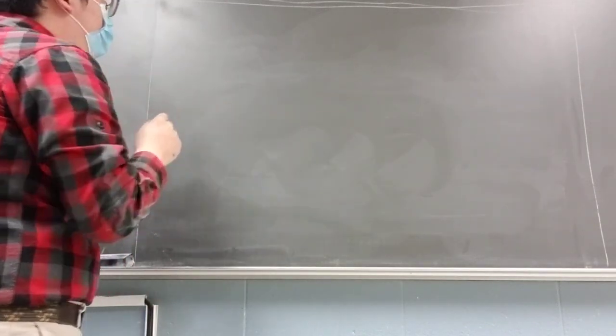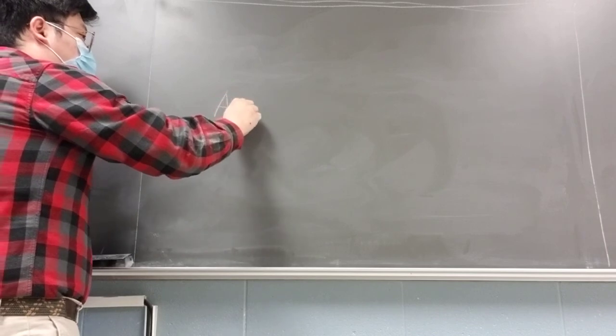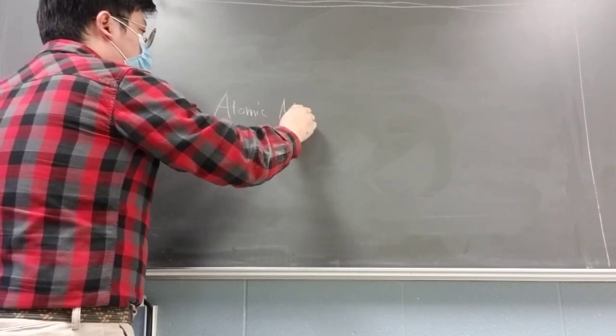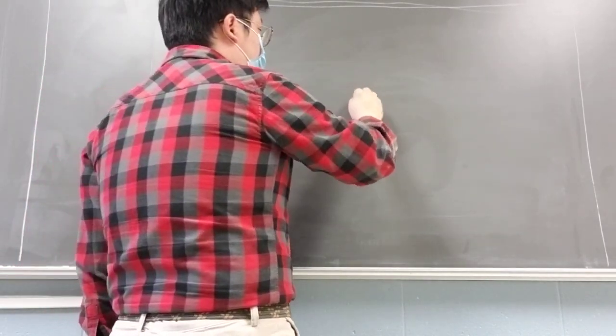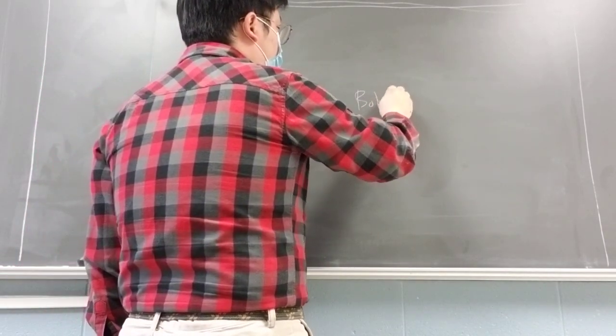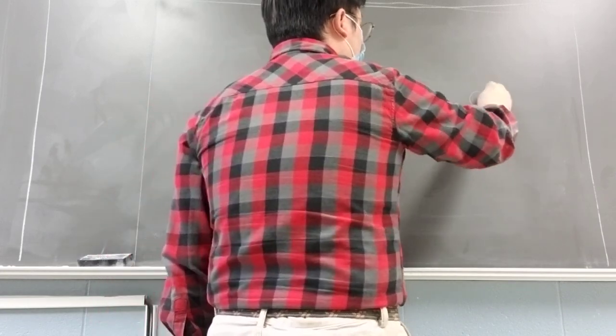So the next one is actually coming from chapter 1. If you guys remember this, you have an atomic model. I'll give you two. The first one was Bohr's model. And then the other one was the cloud one.